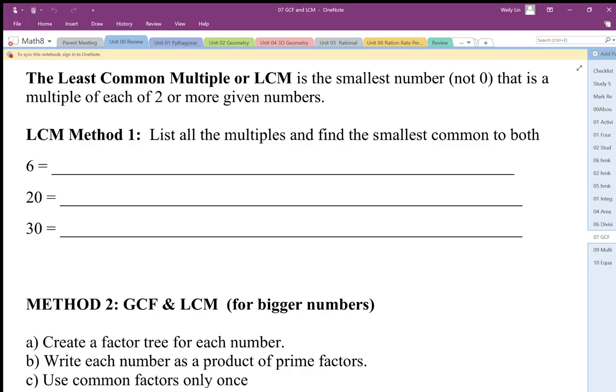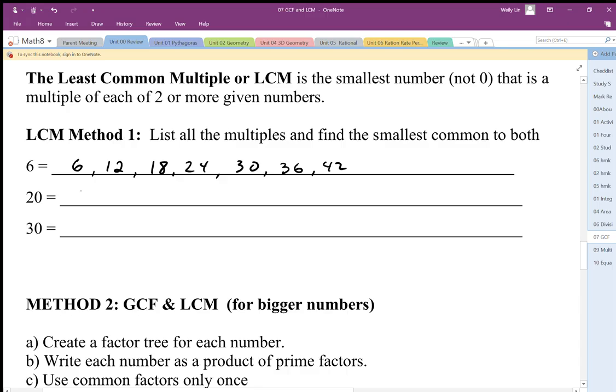It's important to understand that factors break down numbers into smaller pieces. Multiples grow numbers into bigger pieces. So when I talk about multiples of 6, I'm going to start with 6. Plus 6, plus 6, plus 6. So I'm skip counting by 6's, and these all represent multiples of 6. And I can keep going: 36, 42, etc.